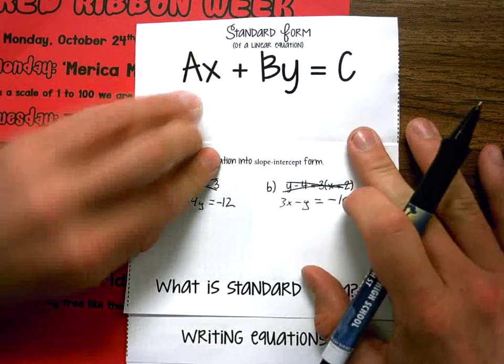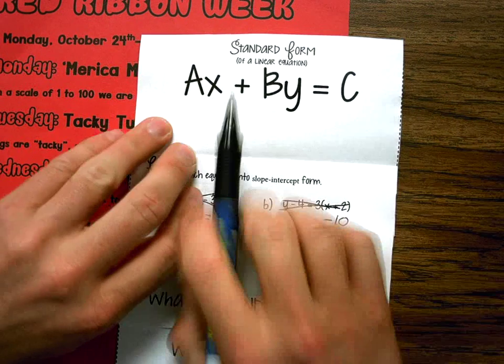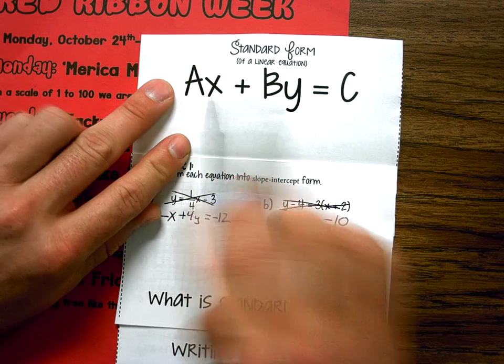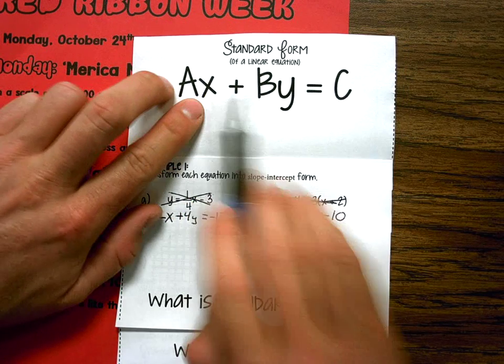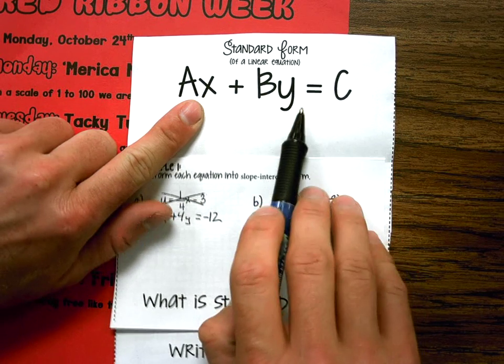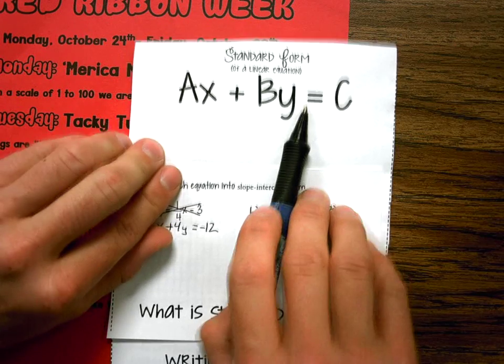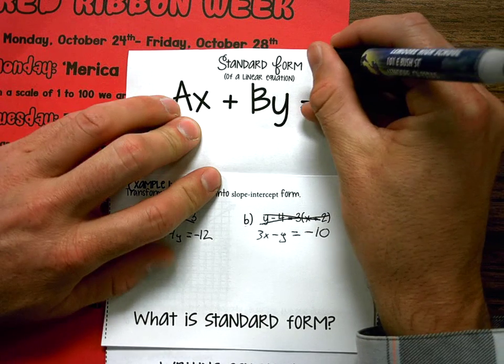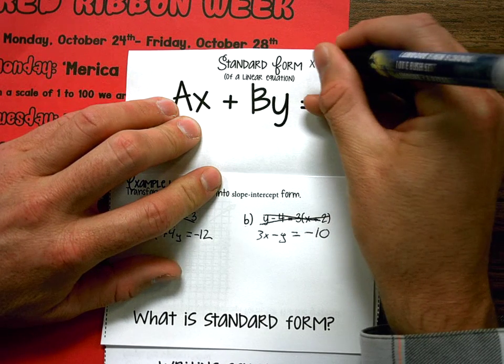Turn the first page. Standard form looks like this, when you have x and y on the same side of the equal sign. So standard form, x and y on the same side.